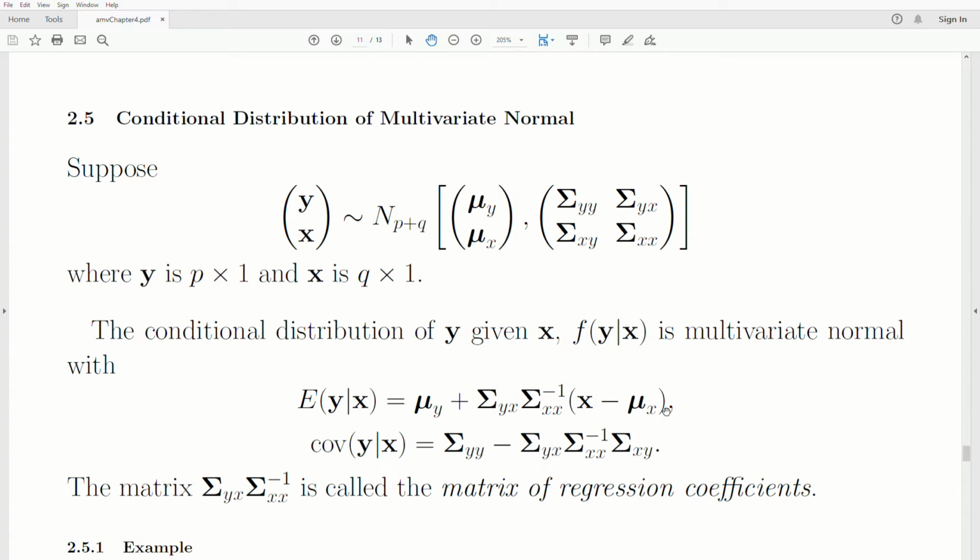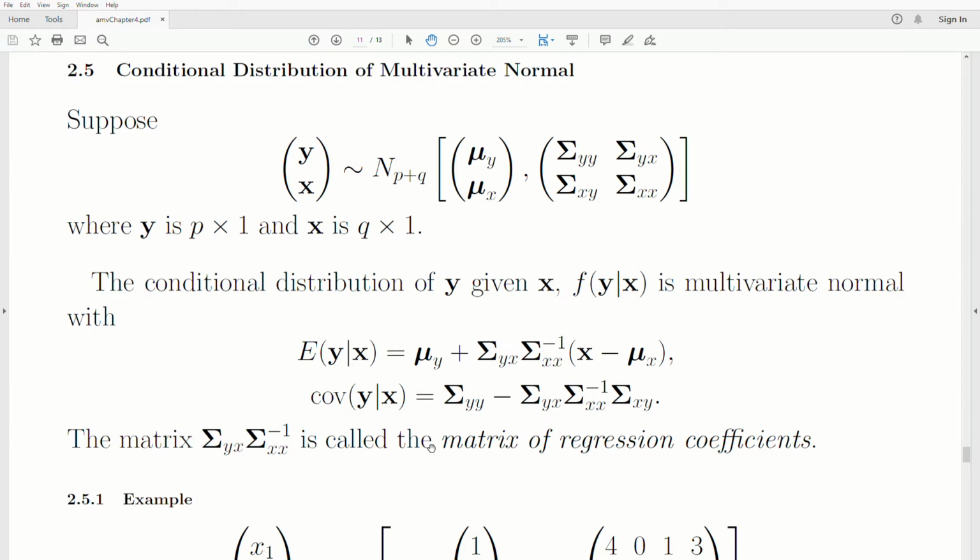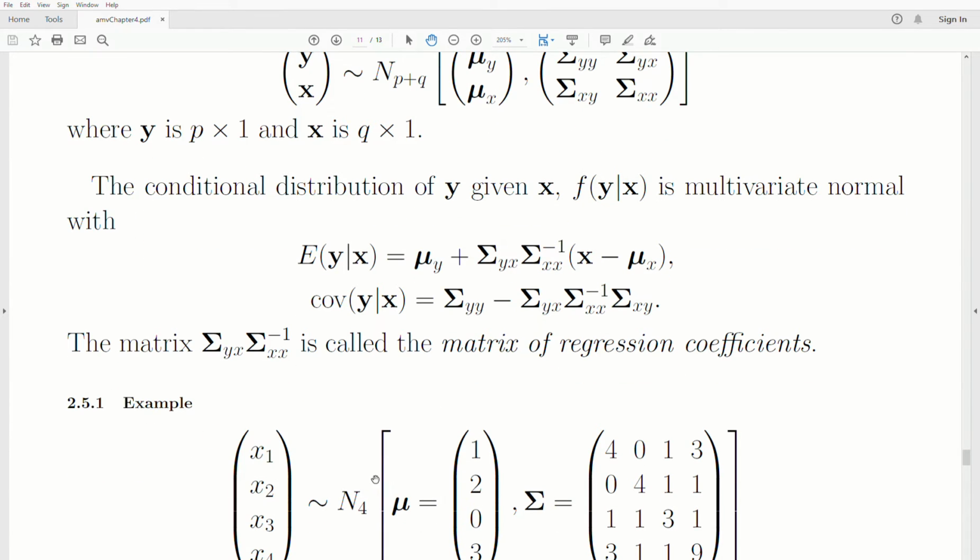Now notice that this is the equation of a line. Remember in college algebra we had a plus mx, that type of equation for points. So this is the slope, and it's actually called the matrix of regression coefficients, which deals with the slope of those lines, times x, and then it's centered on the mean of x. So anyway, let's do a quick example.